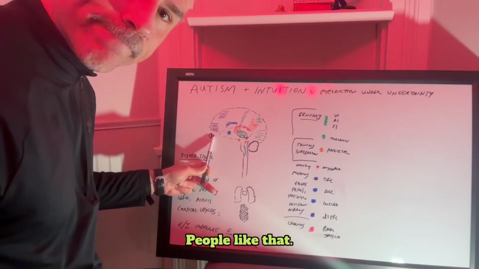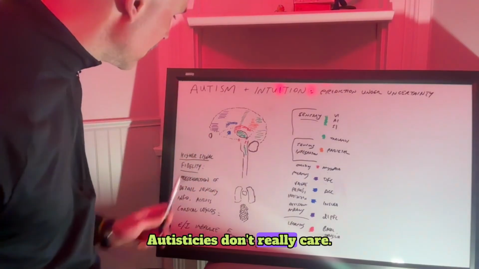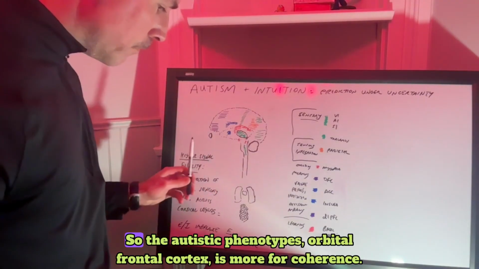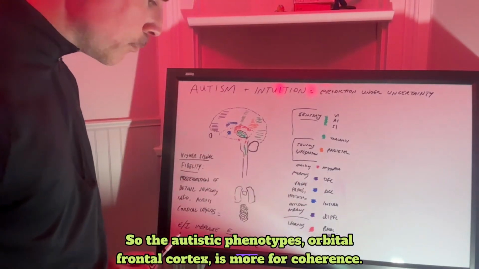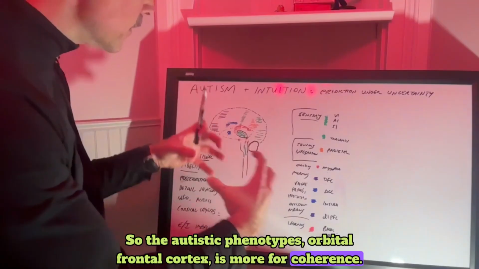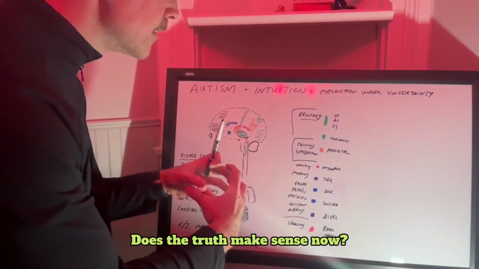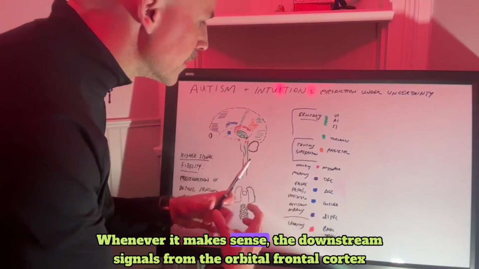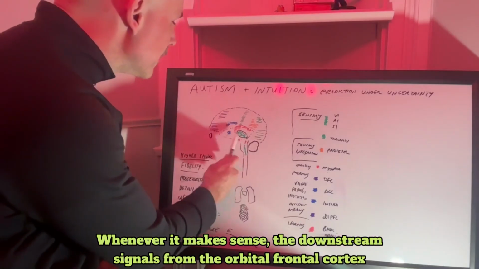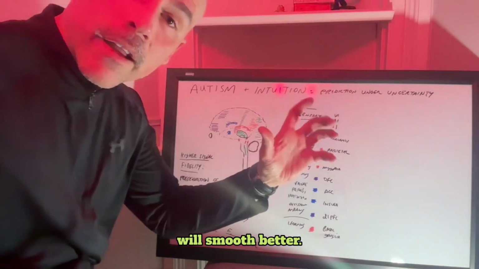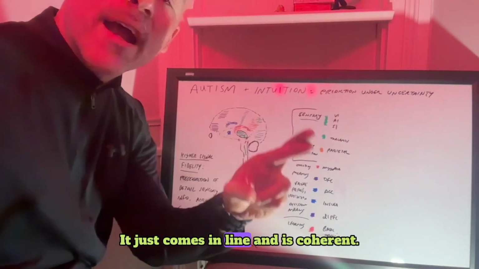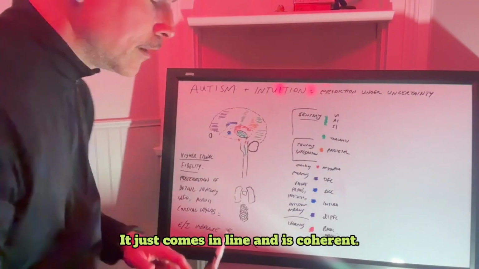People like that. Autistics don't really care. So the autistic phenotype's orbital frontal cortex is more for coherence. Does the truth make sense now? And whenever it makes sense, the downstream signals from the orbital frontal cortex will smooth better. It just comes in line and is coherent.